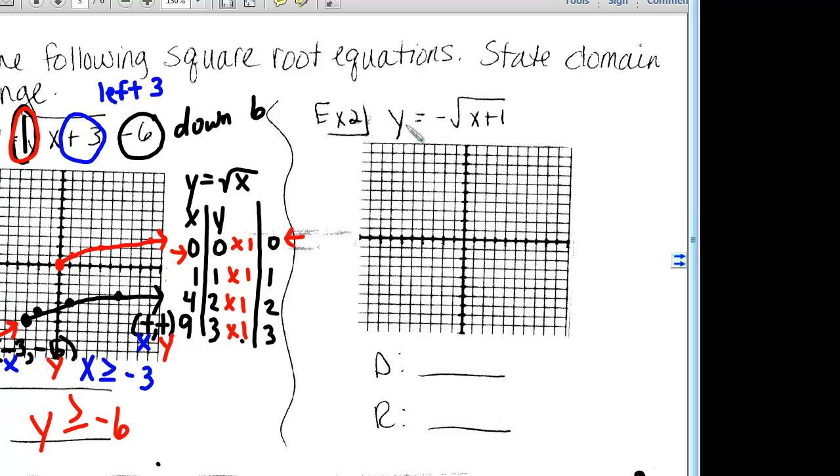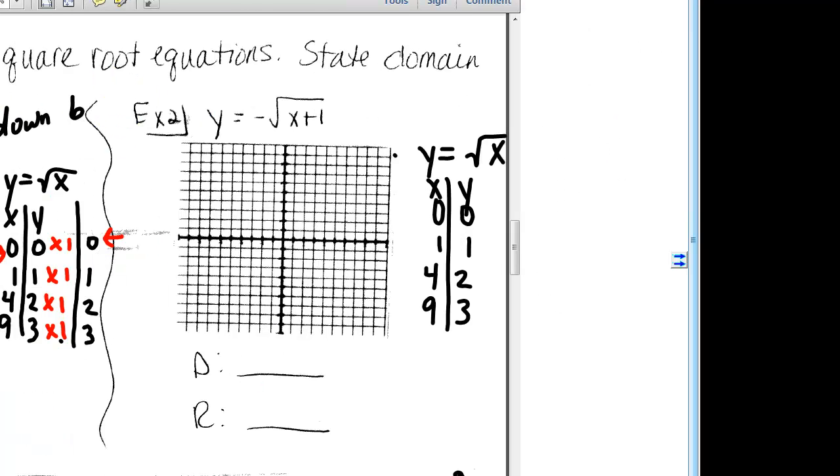In example 2, I have y equals negative the square root of x plus 1. Again, let's write down the values of the parent function, y equals the square root of x. Remember, we are multiplying our y values by the number in front. So I'm multiplying all of these by -1. This gives me my new movement: 0, 1 times -1 is -1, 2 times -1 is -2, 3 times -1 is -3.